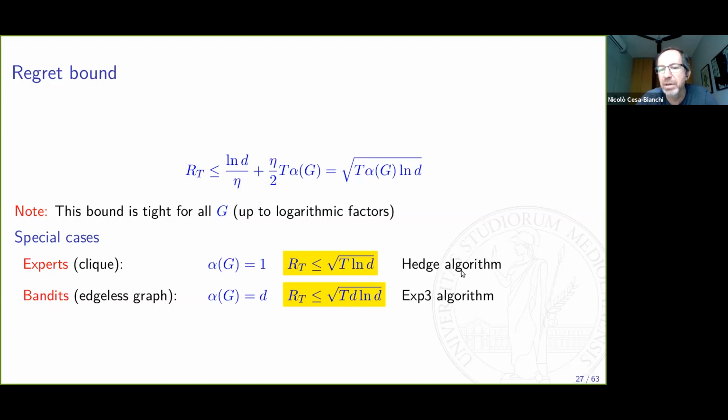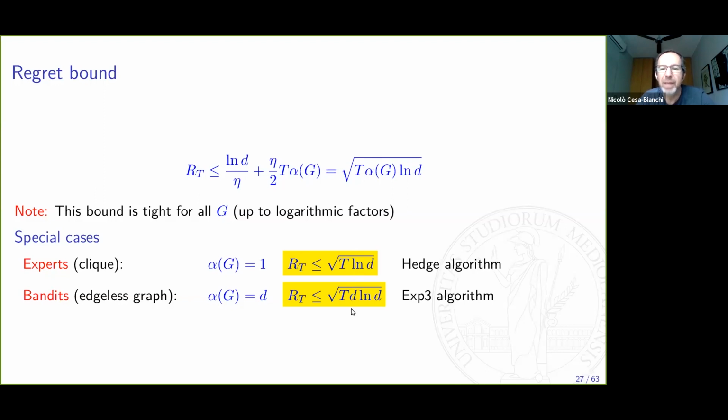And so I have these two upper bounds. This was the known upper bound for the experts algorithm, and this was the known upper bound for the Exp3 algorithm, which is the special case of the algorithm that I showed you before, the exponential weights algorithm with the loss estimate, when you run it on a graph without edges. And for any other intermediate observability model, you get a bound that interpolates between 1 and D.